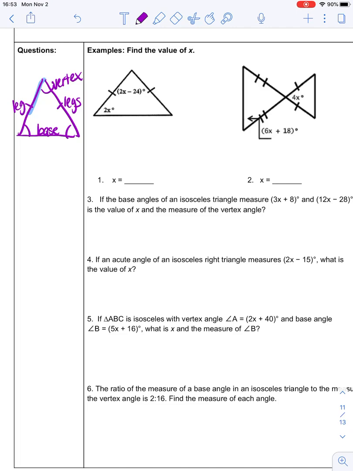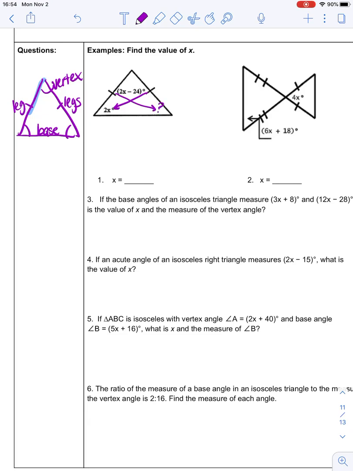So when you look at number one, you have some information. Now, in this particular case, I can't say like I did yesterday where you have two base angles that are congruent and you can set them congruent. I don't know that anything is congruent because what I know is that this is congruent to this, but I don't know how big that is.